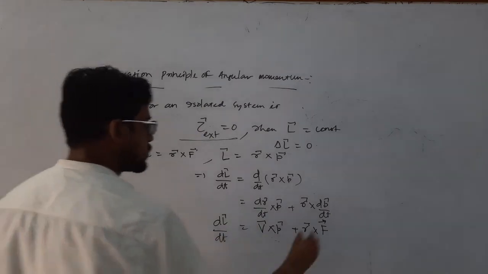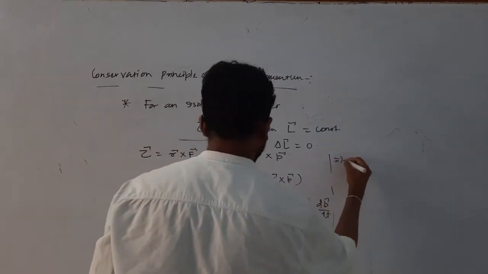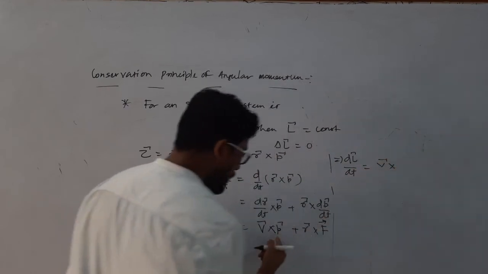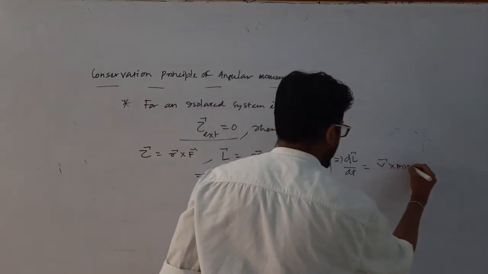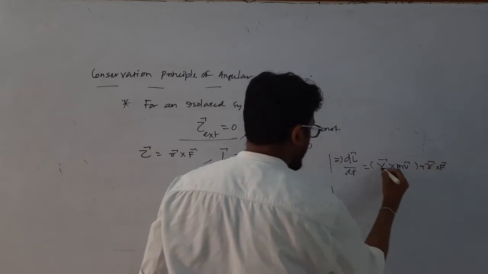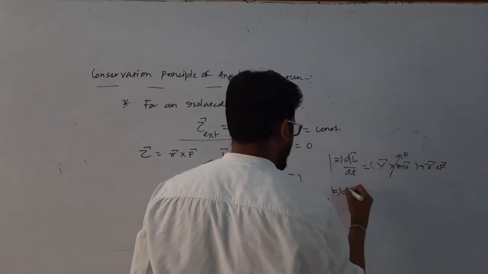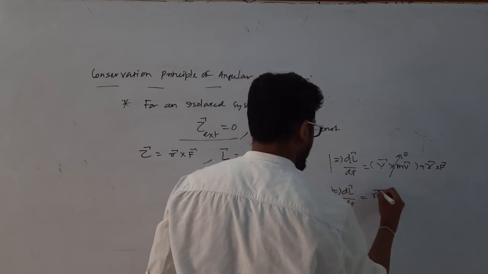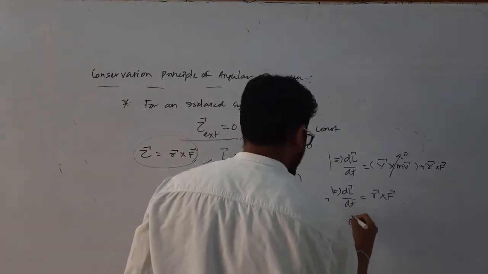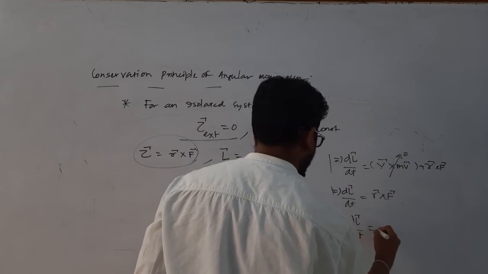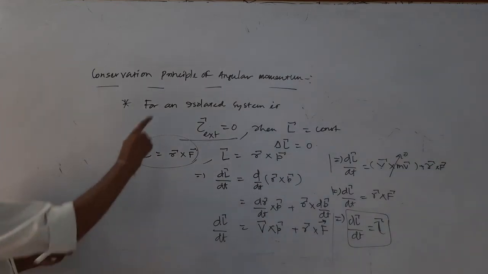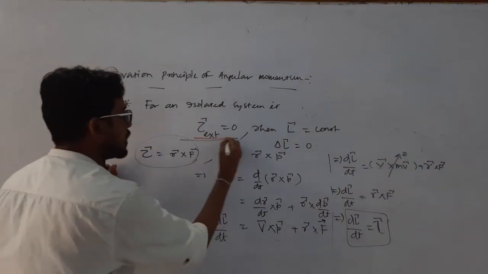So from this we can write V cross P. So this implies dL vector by dt is equal to V cross, in place of P momentum I can write m into V vector, plus r cross F. So here V cross V tends to 0. So this implies dL vector by dt equal to r cross F. What is r cross F? We already know it is tau. So from this we will get the rate of change of angular momentum with respect to time is defined as torque, tau. Clear? So as here we already discussed for an isolated system, tau external is 0.